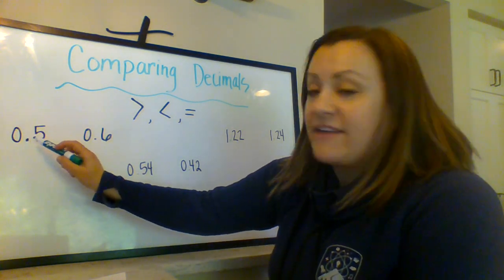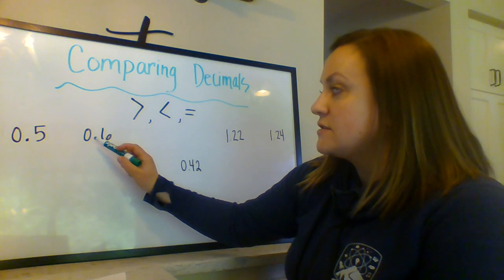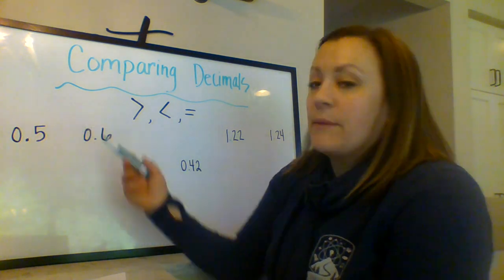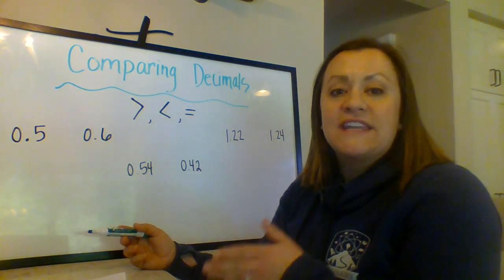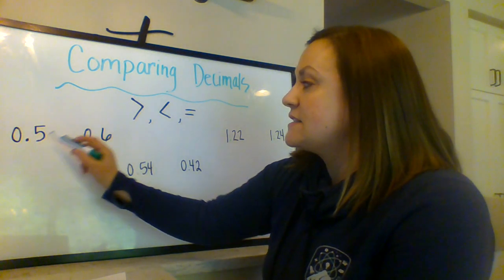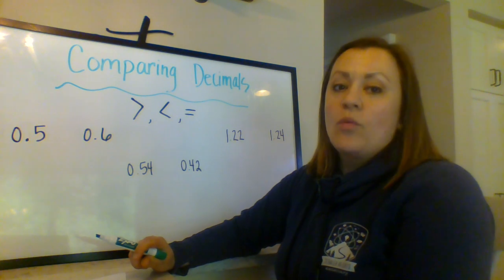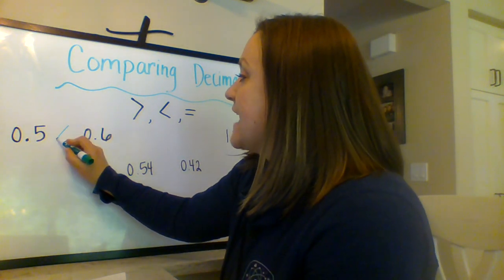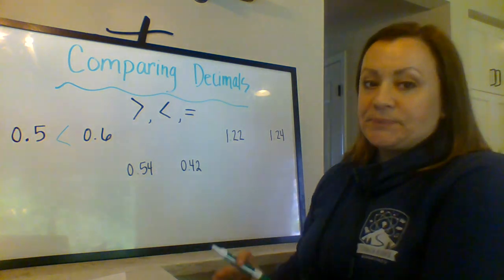We have 5/10 compared to 6/10. Okay, they both have 0 as a whole. Now we can just compare the tenths since they're both in tenths. So 5/10 compared to 6/10. We know that 6/10 is larger. So we would say 5/10 is less than 6/10.